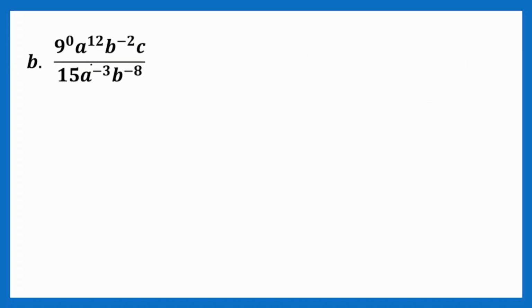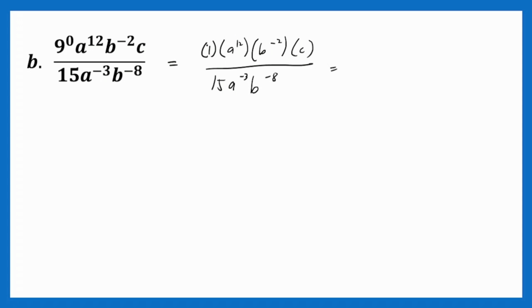9 raised to 0, A raised to 12, B raised to negative 2, C over 15, A raised to negative 3, B raised to negative 8. Obviously, tingin ka muna sa may 0. Magiging 1 ito. So, magiging siyang 1 times yung A raised to 12, B raised to negative 2 times C over 15 A raised to negative 3, B raised to negative 8. Okay, so wala namang kinalaman yung 1 dyan. It will not affect the value nito.